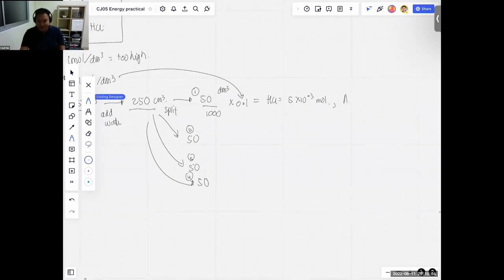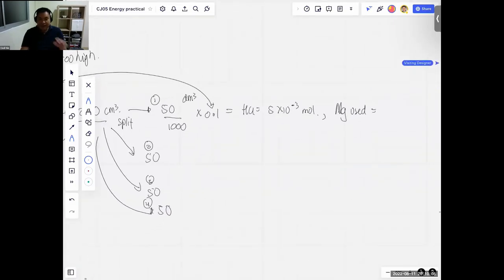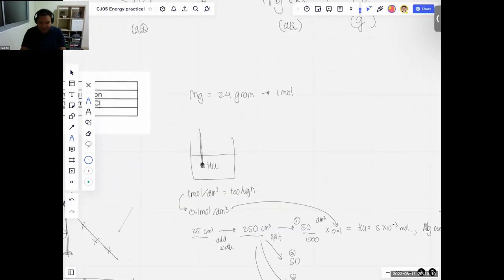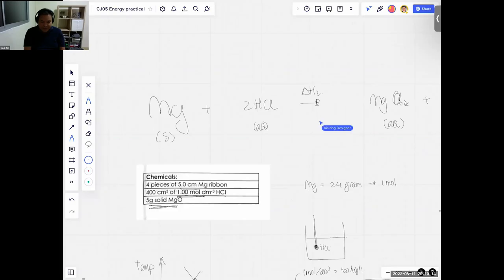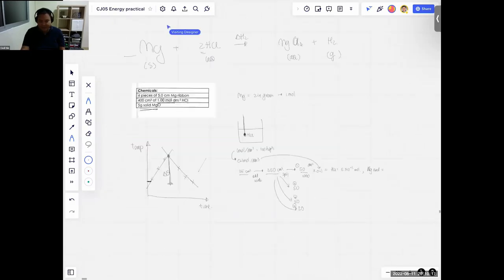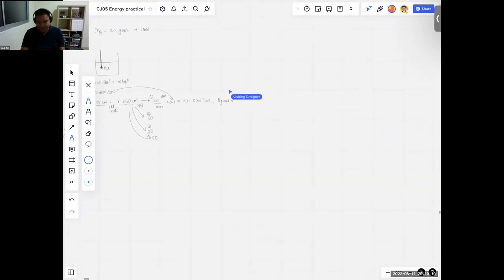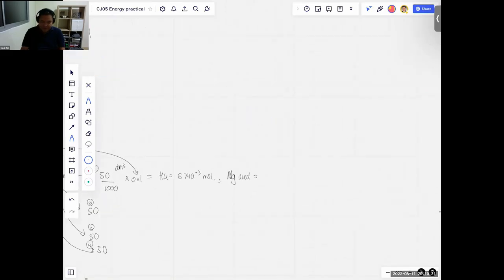That means the Mg used is how much according to the mole ratio? 1:2, right? 5 times 10 to the power of negative 3 divided by 2.